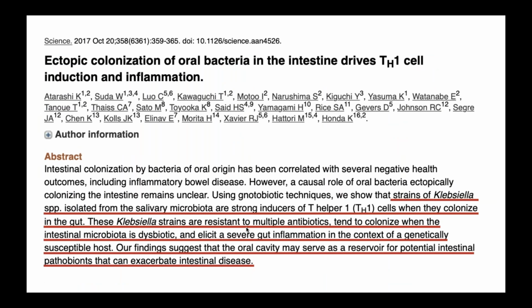When they colonize the gut, these Klebsiella strains are resistant to multiple antibiotics, tend to colonize when the intestinal microbiota is dysbiotic, which we can see plenty of evidence of in this case, and elicit a severe gut inflammation in the context of a genetically susceptible host. Our findings suggest that the oral cavity may serve as a reservoir for potential intestinal pathobionts that can exacerbate intestinal disease.